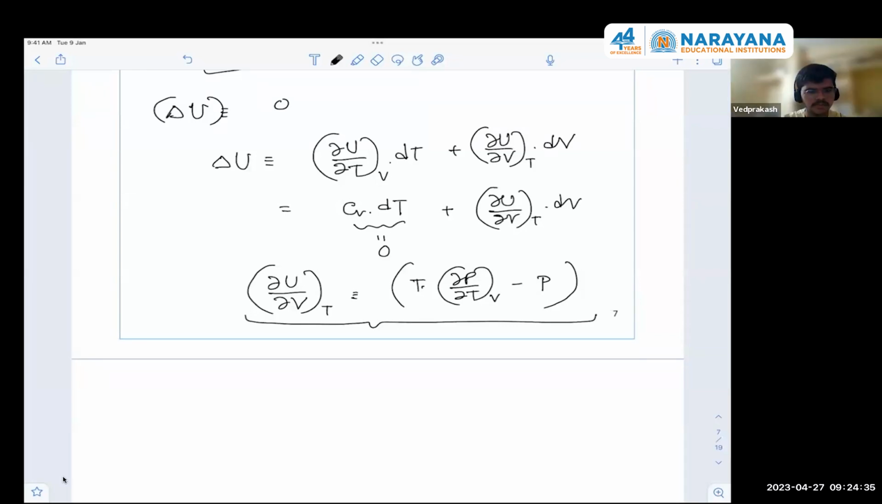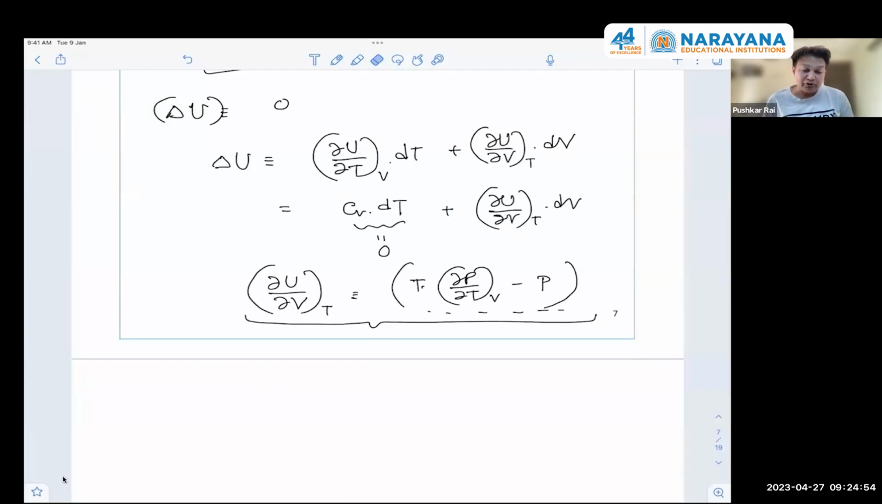First, U is an energy term, so energy by volume. Very good. Energy is basically P into V. Divided by volume, it has the dimension of pressure. And you can clearly see the other term also has the dimension of pressure. Okay, so in this way, it's a very important relation in thermodynamics.